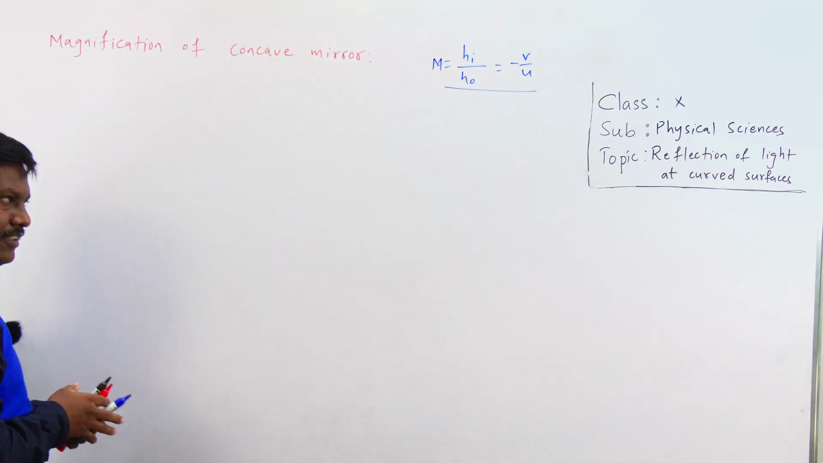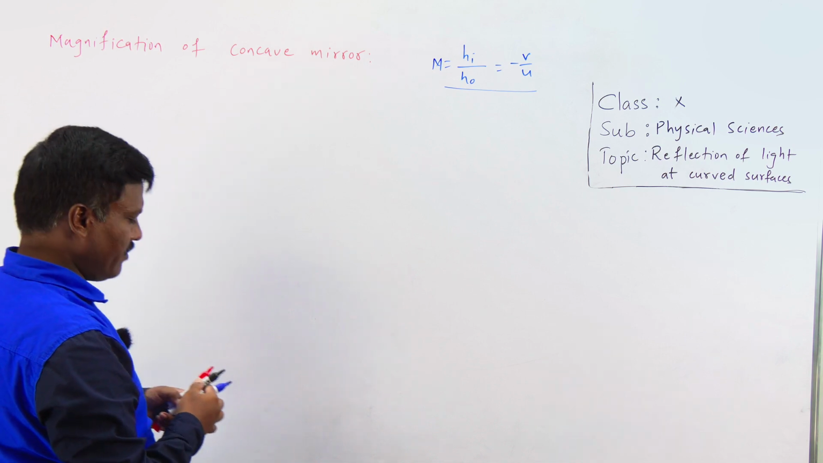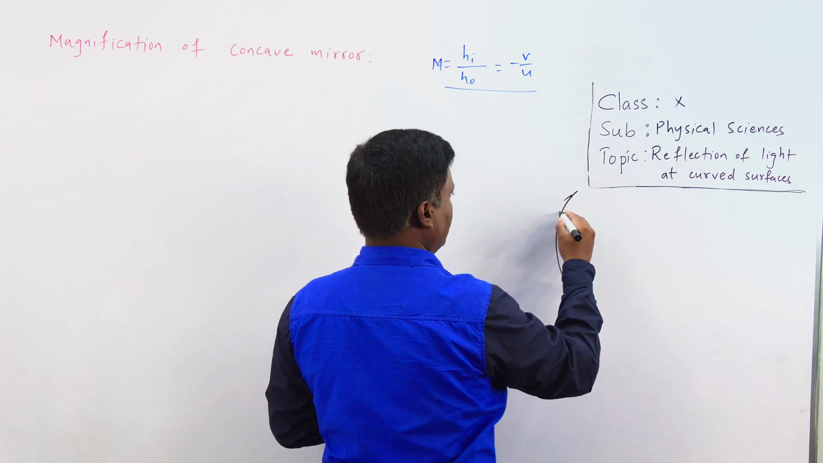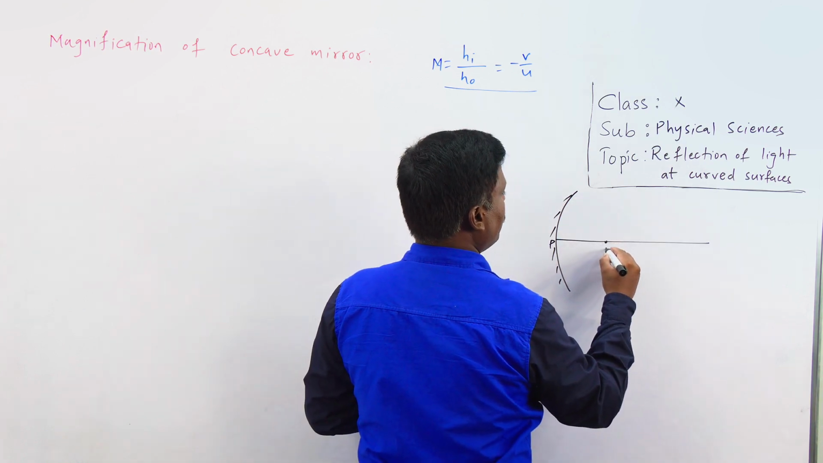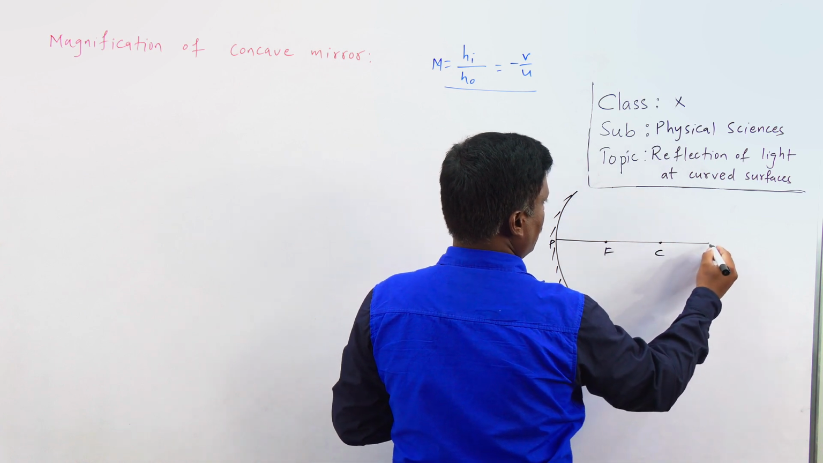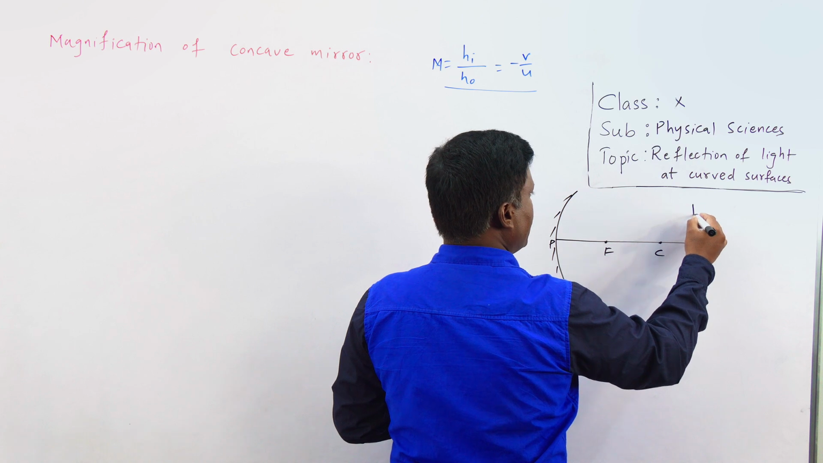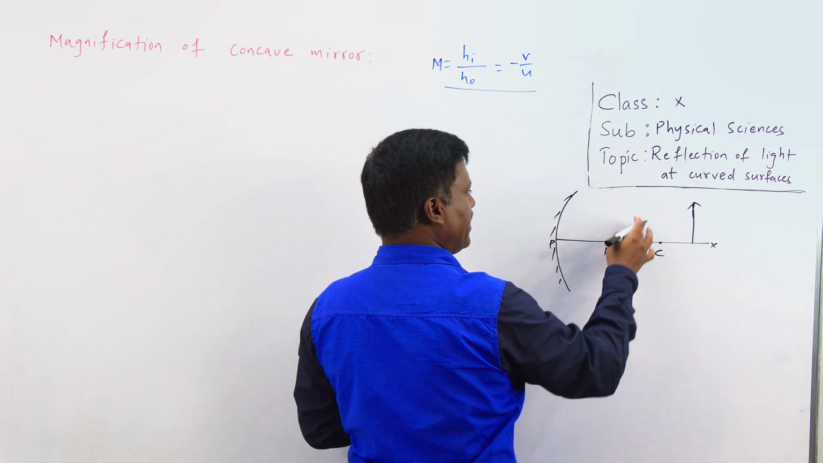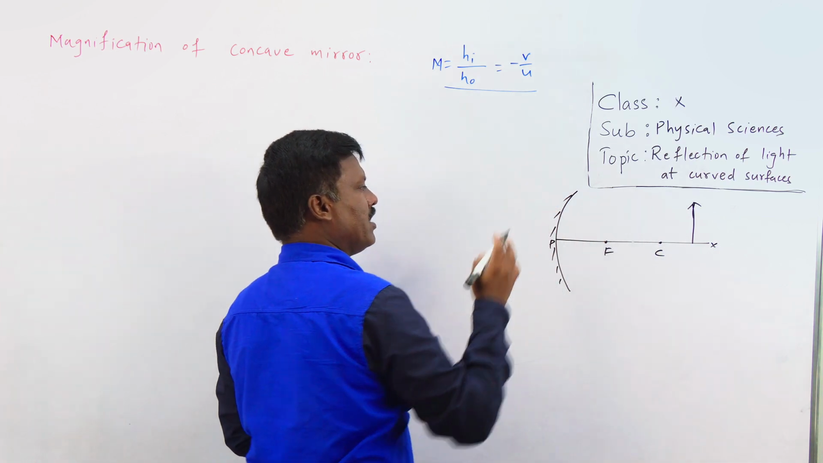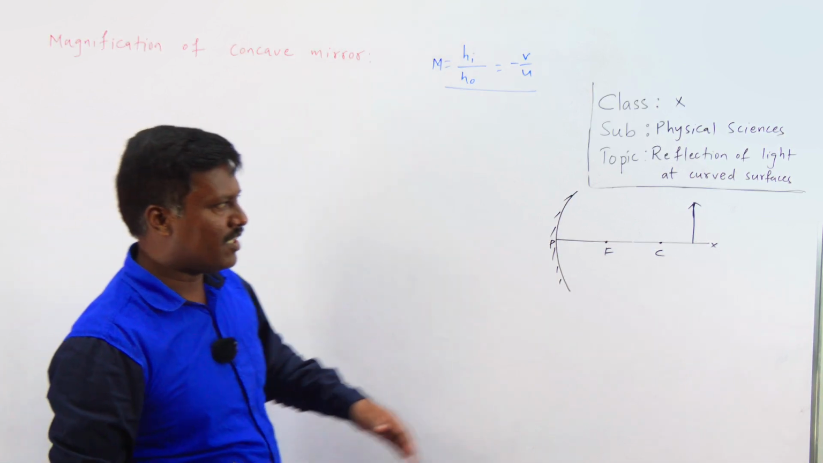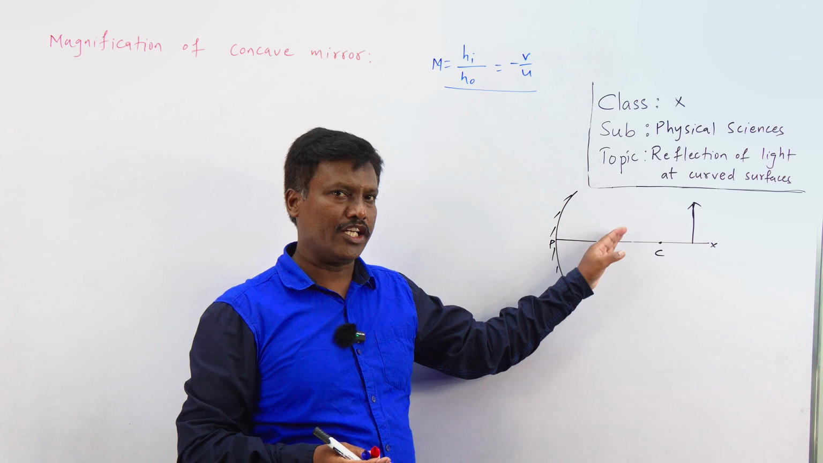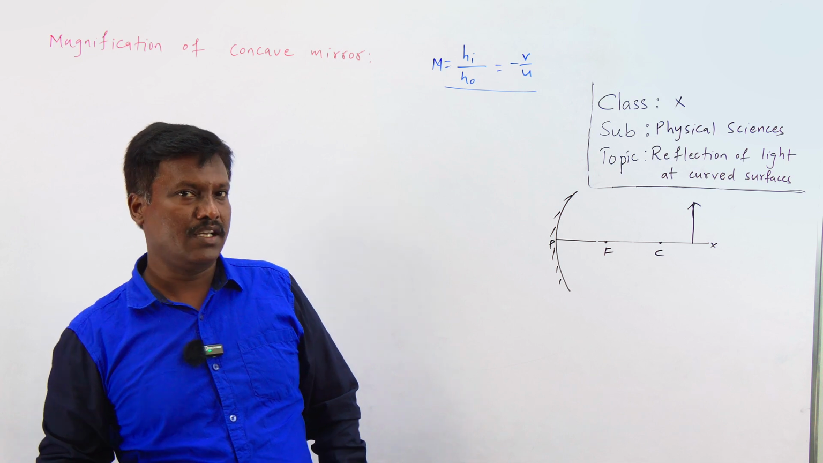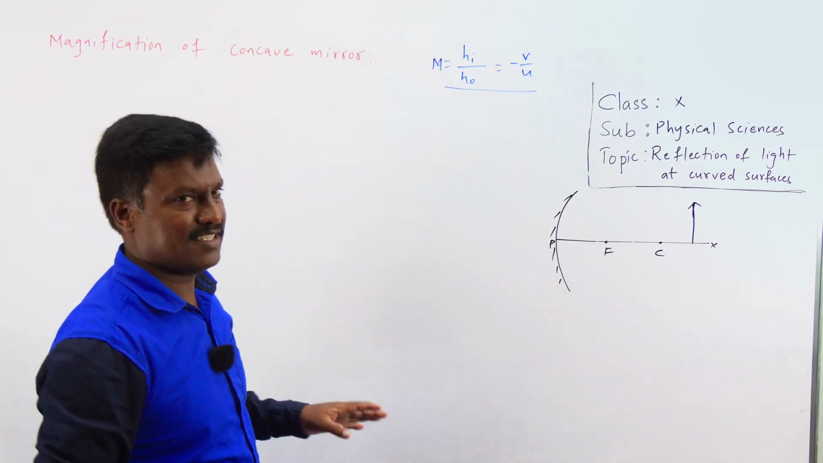Generally we place the object in front of the concave mirror at various positions. For example, if you take this concave mirror, pole, focus, center of the curvature. We will place the object beyond the center of the curvature. This is the first option. At C, between focus and center of the curvature, at focus, between pole and focus. Whenever the position of the object changes in front of the concave mirror, the characteristics of the image formed also change. Also, the magnification value changes.